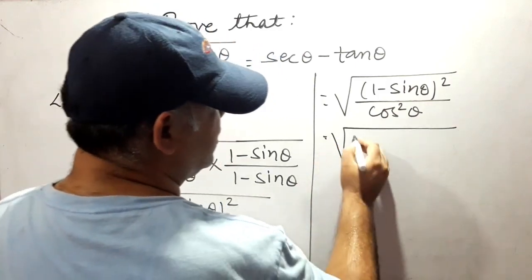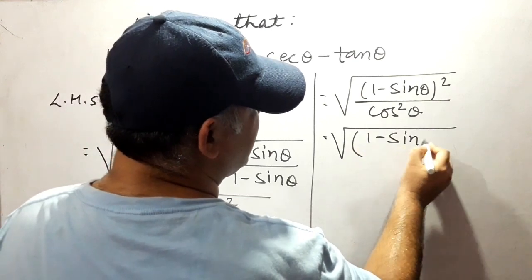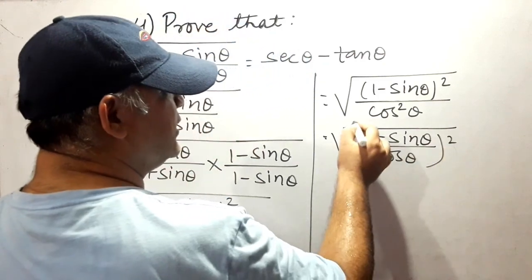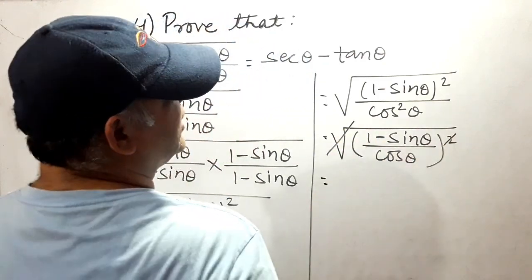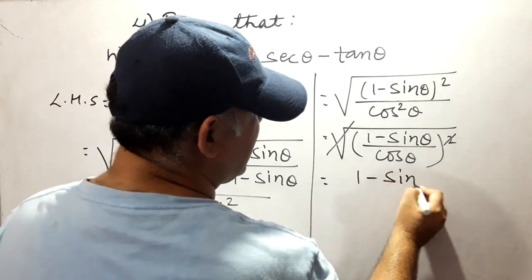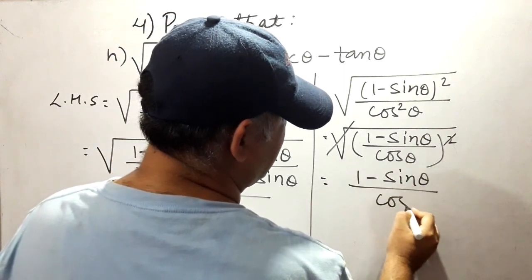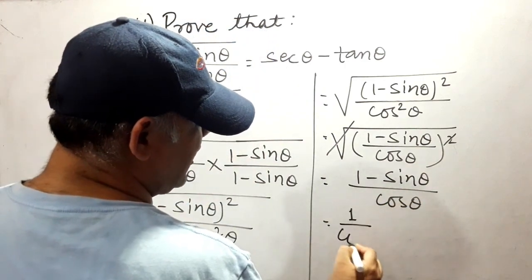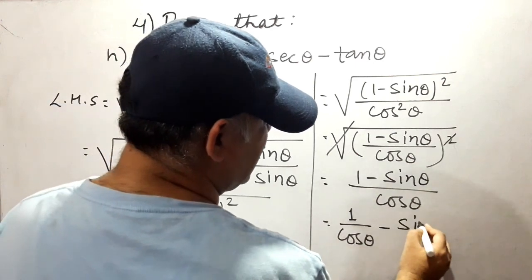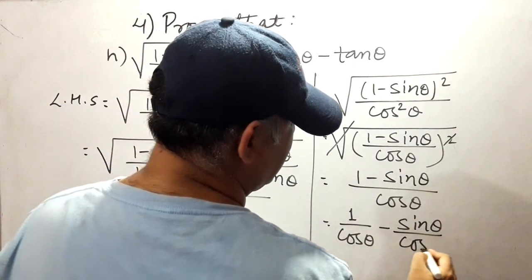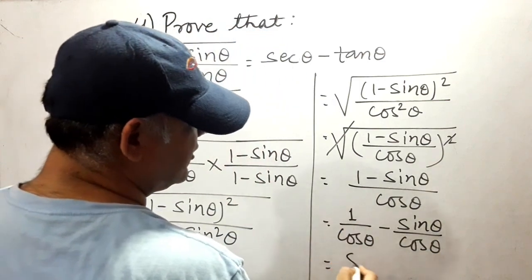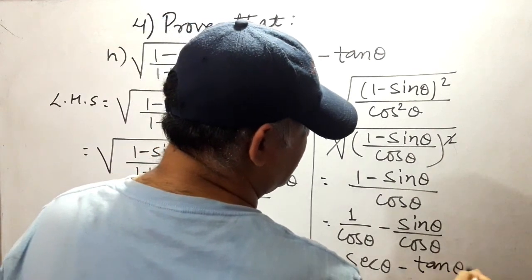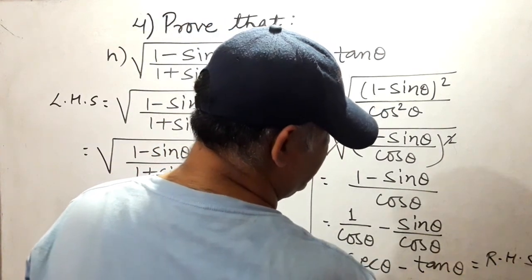So square root under (1 minus sin theta by cos theta) whole square. Now cancelling the square root and square, the remaining terms are (1 minus sin theta) by cos theta. Let's separate these two terms: 1 by cos theta minus sin theta by cos theta. 1 by cos theta is sec theta, minus sin theta by cos theta, tan theta, which is our right hand side.